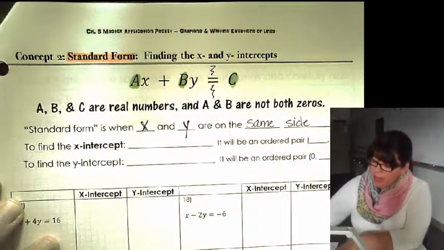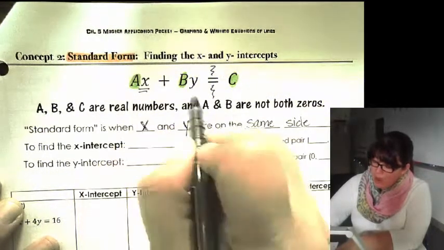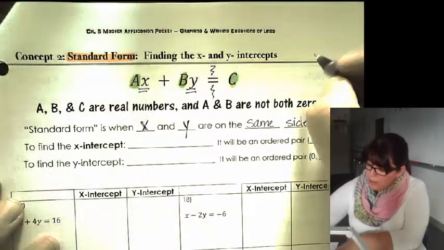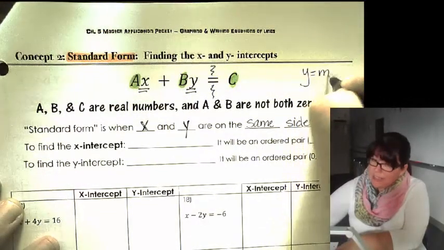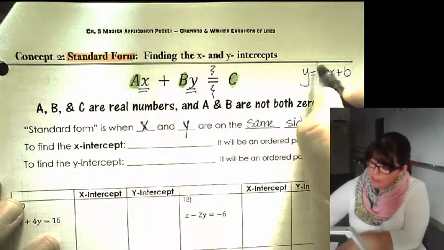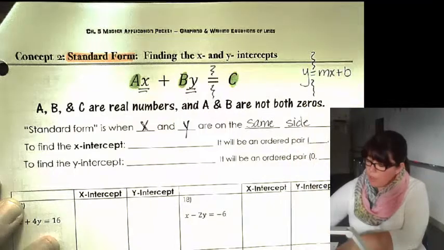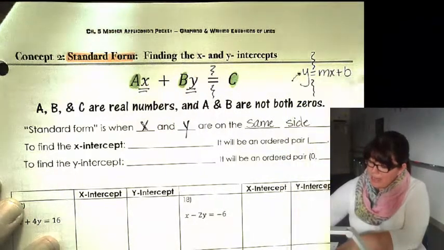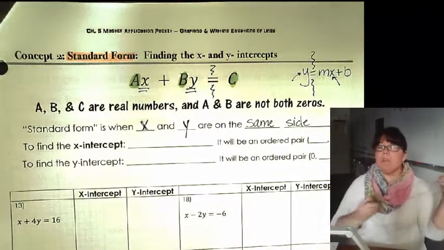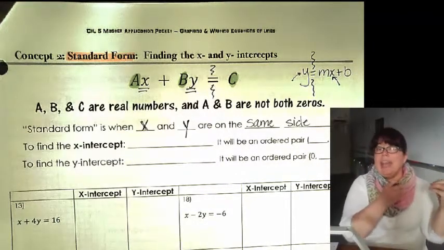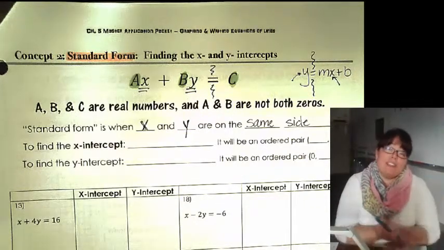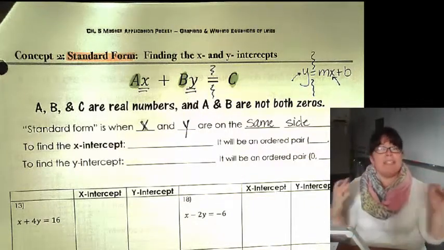Here's our equal sign. Notice that x and y are over here on the left, which is different than slope-intercept form. Slope-intercept form, remember, was y equals mx plus b. And in slope-intercept form, if this is our little dividing line, y is over here on the right, and x is over here on the left. So before they were separate. Now we've put them together on the same side. And if x and y are on the same side, then it's considered standard form. Okay? So that's what standard form is.